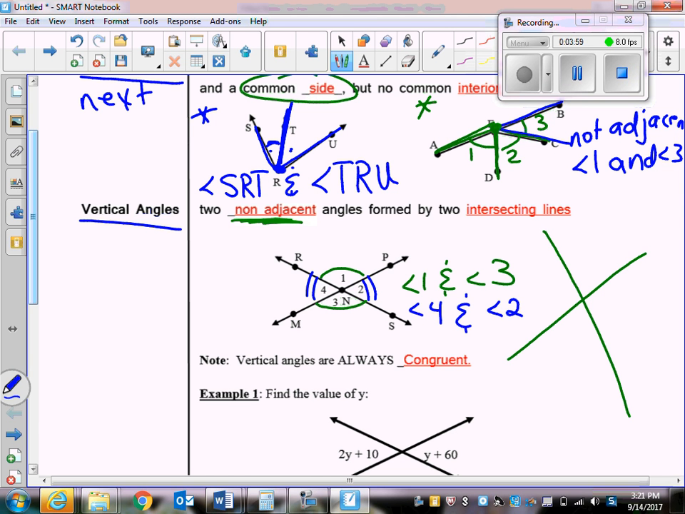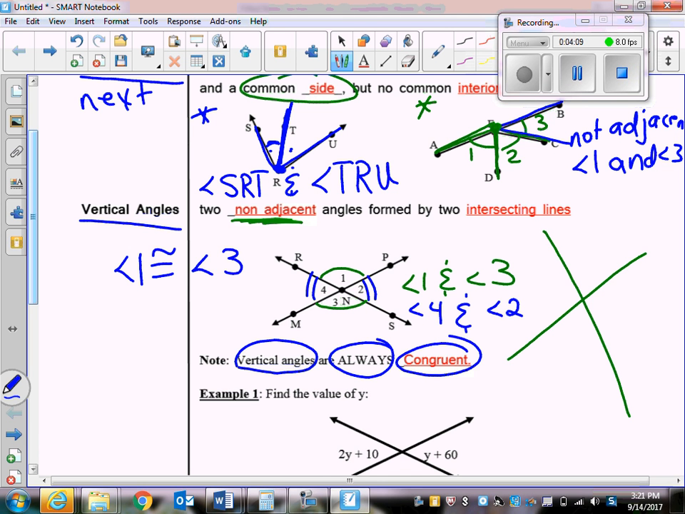One thing you need to know: vertical angles are always congruent. So I know here angle 1 is going to be the same measurement as angle 3. If angle 1 is 130 degrees, then angle 3 would also be 130 degrees. Okay, they're going to be the same.